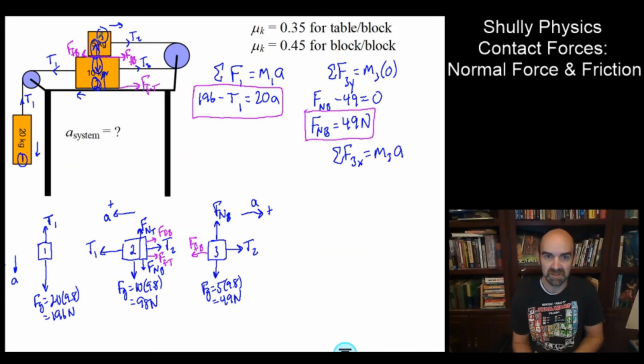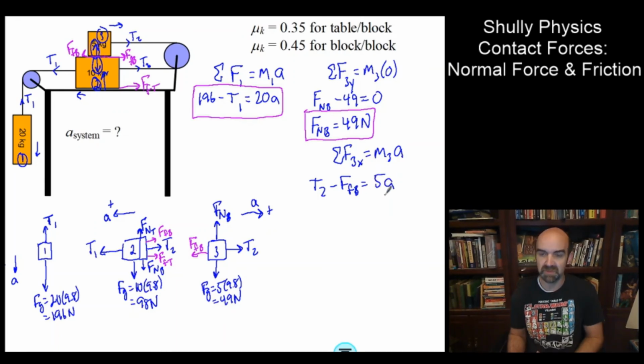Now in the x direction, it's going to accelerate with magnitude A. So I'm just going to leave that as an A. To the right, we've got T2. Remember, right is positive, so I'm going to do that first. T2 minus force of friction between the blocks. And that equals the mass of block 3, which is 5 kilograms, times A.